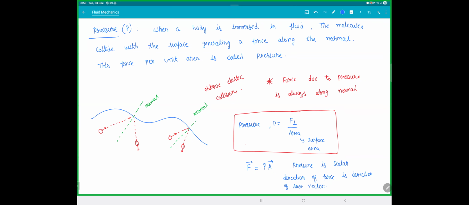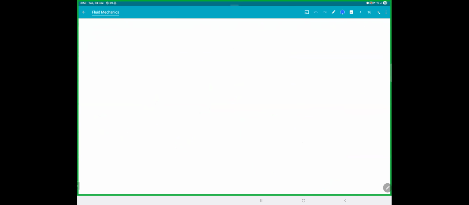So what do you mean by that? When someone says at this point the pressure is P, that is simply force by area. So what is the direction? The direction depends on the area vector. If this was the area vector dA1, a small area, then the force will be in this direction, F1, which is P into dA1.